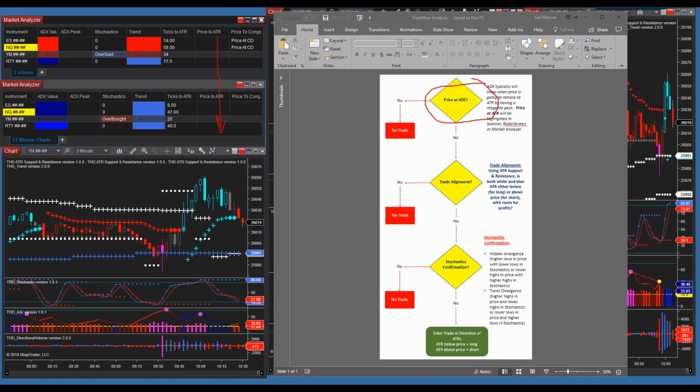That means you need to sit on your hands, which is probably the hardest thing you'll do as a trader, because you want to be in the market. You want to be making money, okay? But your trade setup is not there. And if your trade setup is not there, then you need to wait.